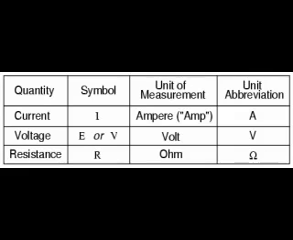The symbol for current is the letter I and is measured in units of amperes. The symbol for amperes is the letter A. The symbol for voltage is the letter E or V and is measured in units of volts. The symbol for volts is the letter V. The symbol for resistance is the letter R and it is measured in units of ohms. The symbol for ohms is the horseshoe-shaped Greek letter omega.